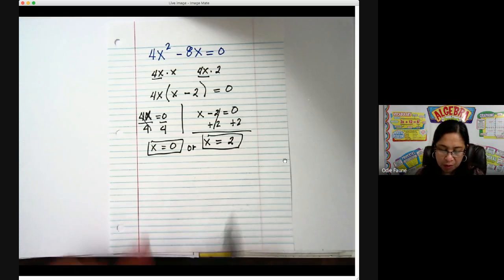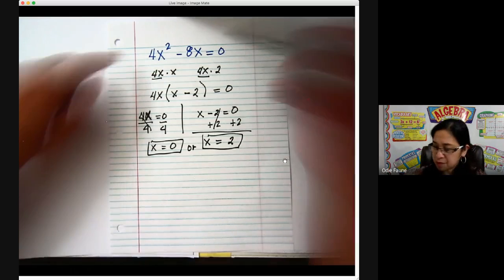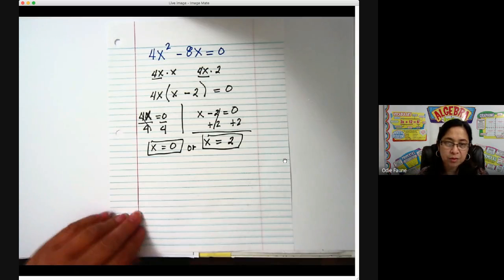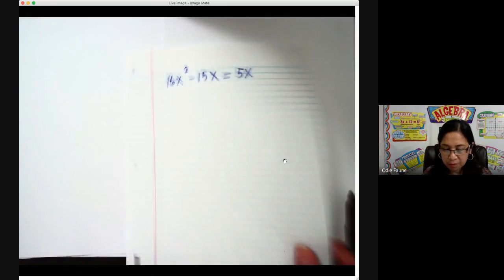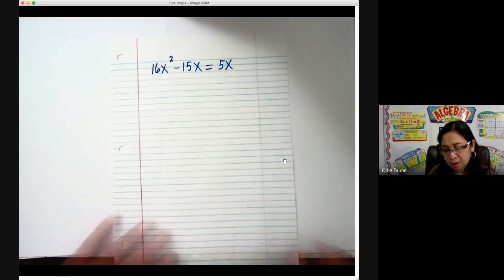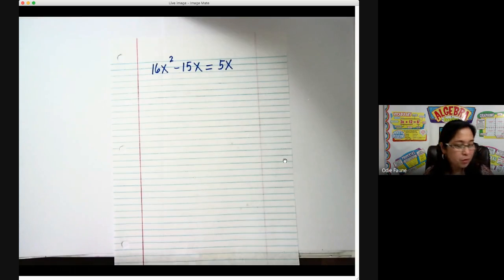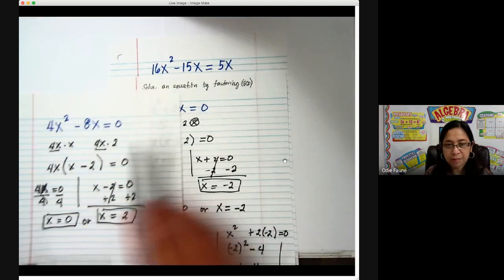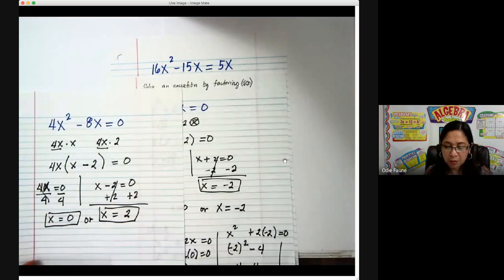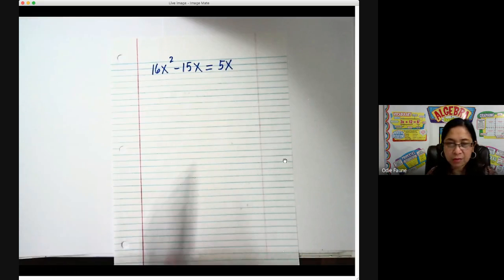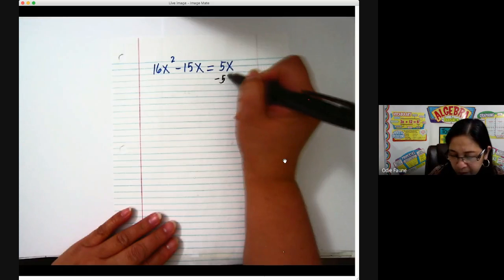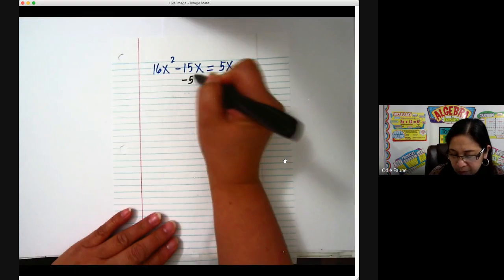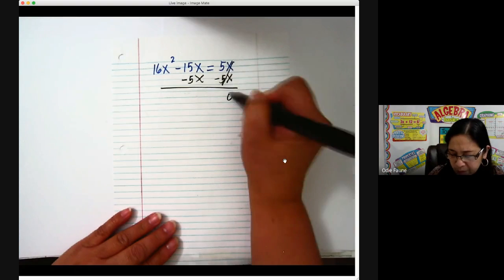Again, if you want to check your answer, you just substitute the values into the equation and you should get a 0. Okay. Last example. What if it is like this? So in this case, if you look at the first two examples, this is both equal to 0. So that is what we're going to do. We have to equate it to 0. So how do we do that? By subtracting 5x from both sides. So this side will become 0.